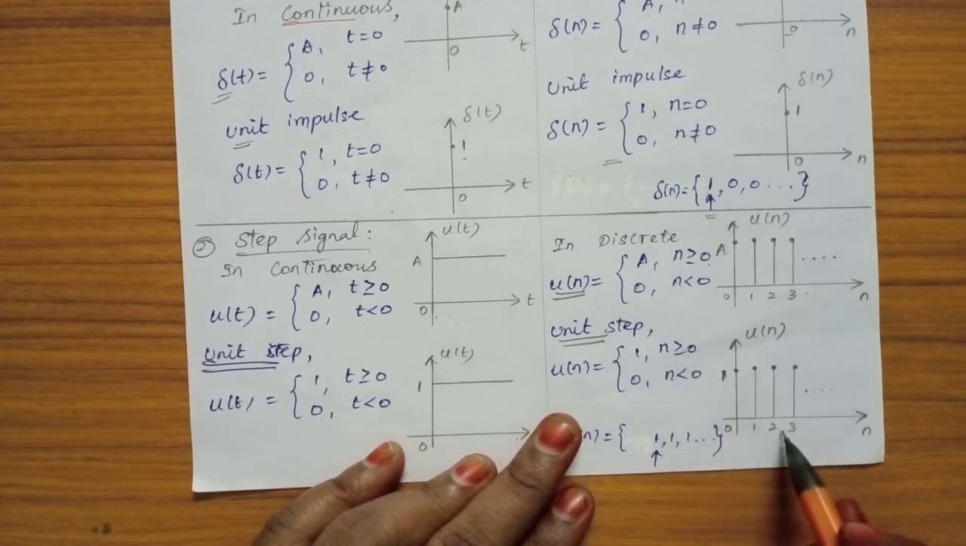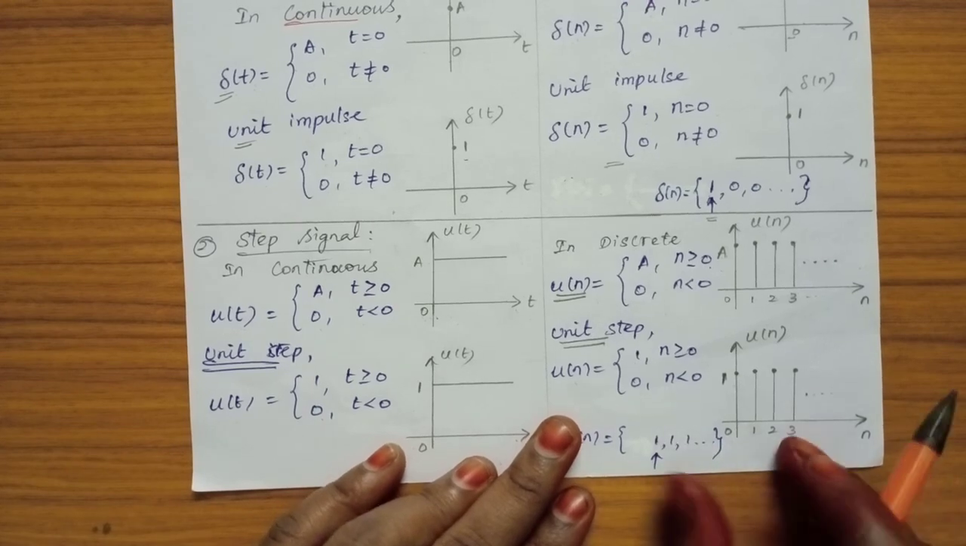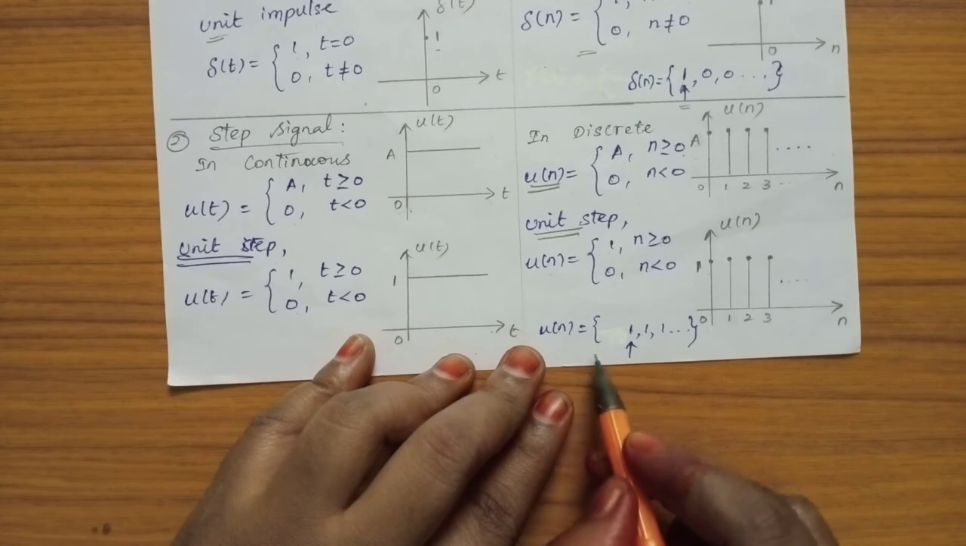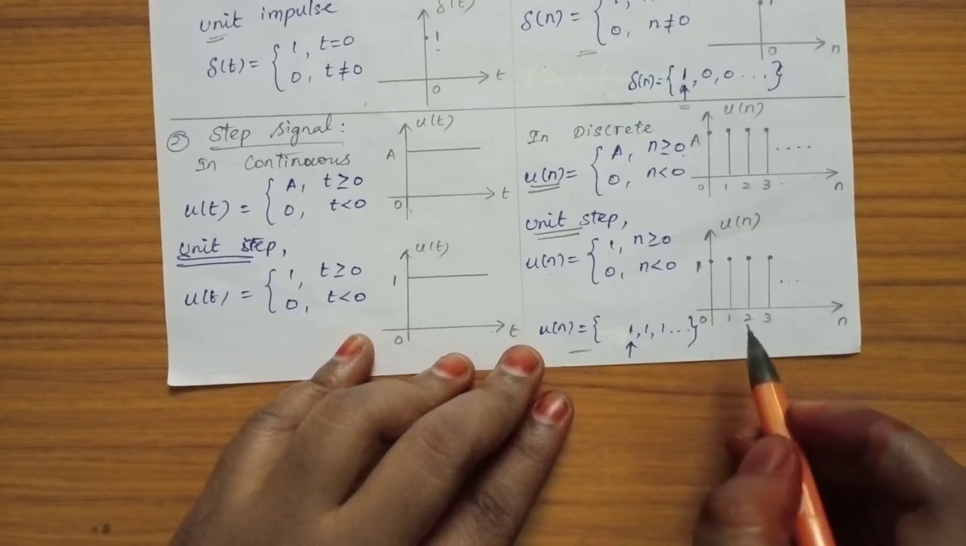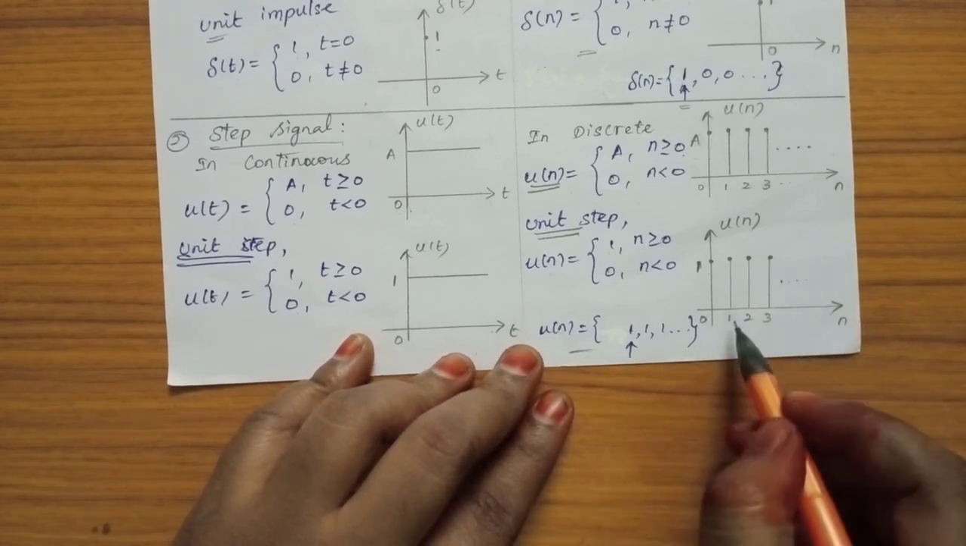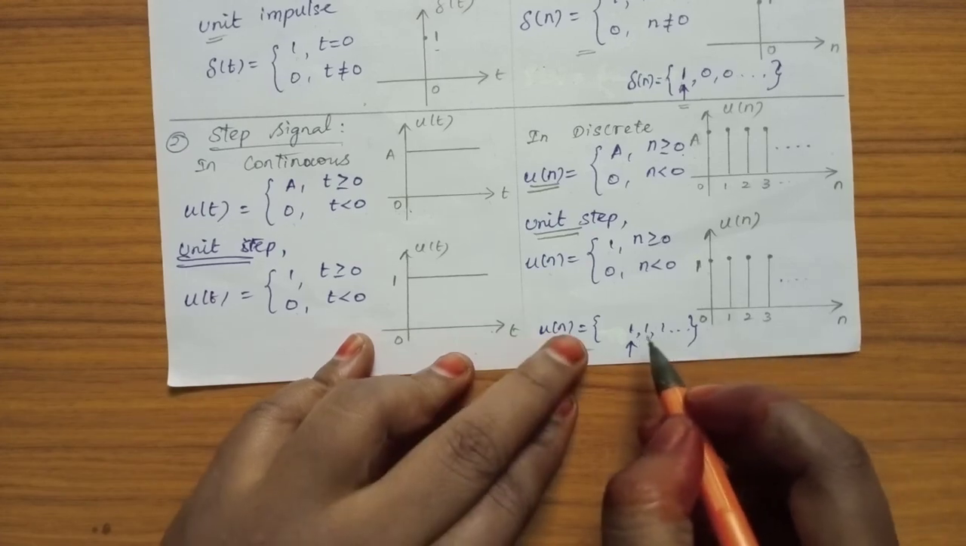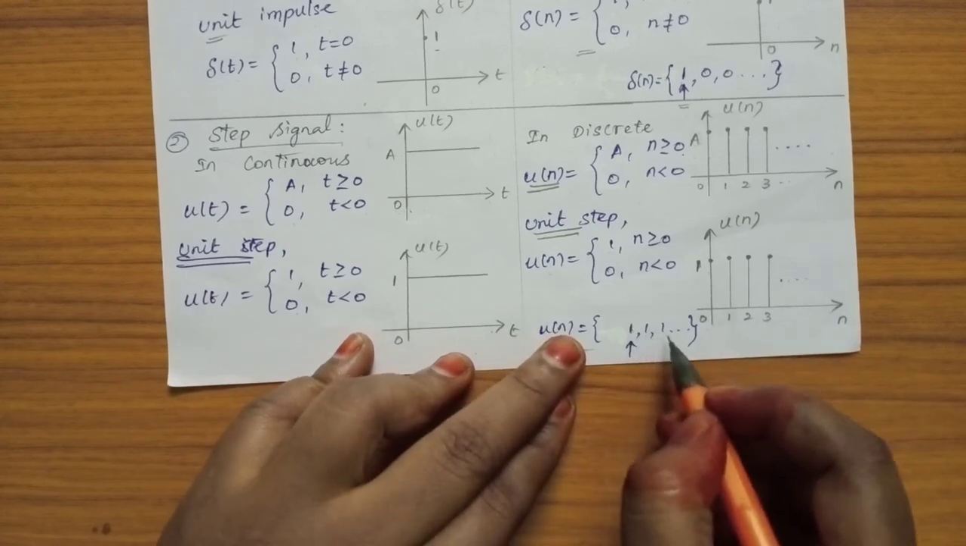That is 0, 1, 2, 3, etc. and 0 when n less than 0. Okay, so we can represent it in terms of sequence also. That is from 0 to infinite its value is 1. So I am writing as 1, 1, etc.